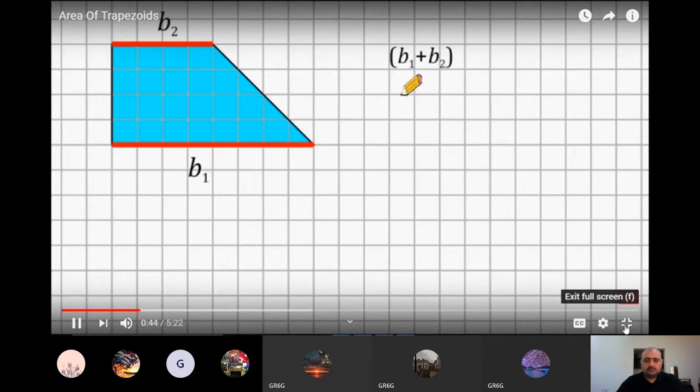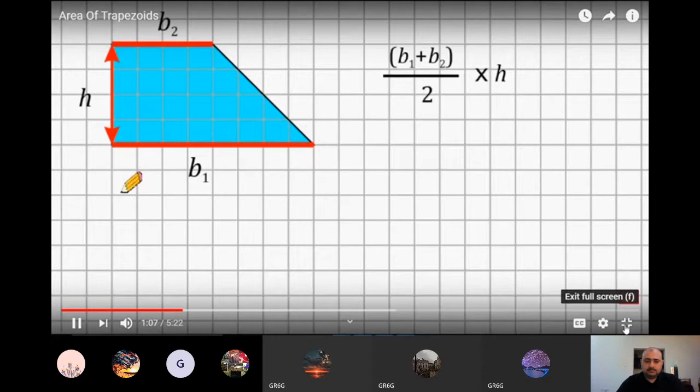And the first thing that we have to do is add those values together. Now, after we add those two values together, what we do is divide that total by 2. And after we take that total and divide by 2, we multiply by the height of the trapezoid, which is the distance that the two parallel lines are from each other.